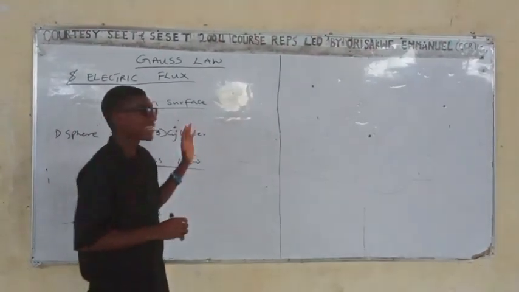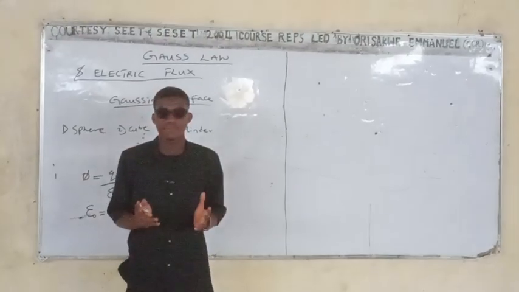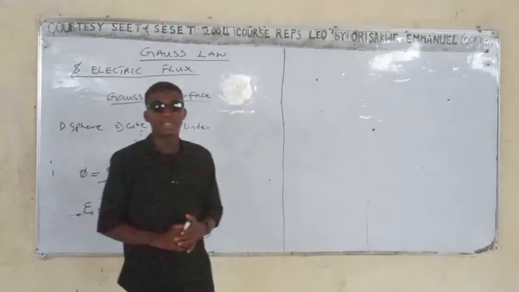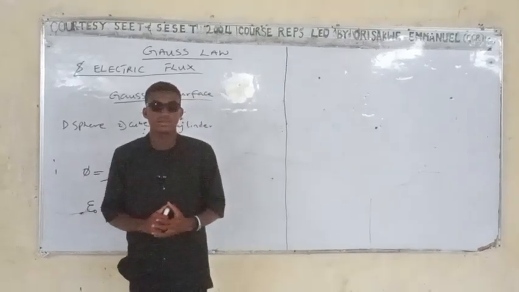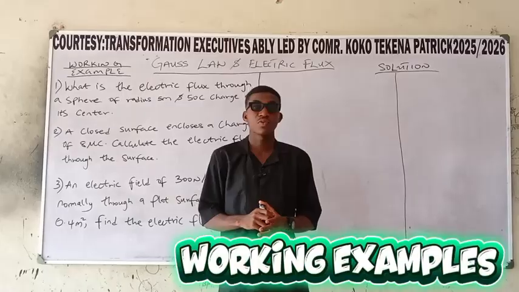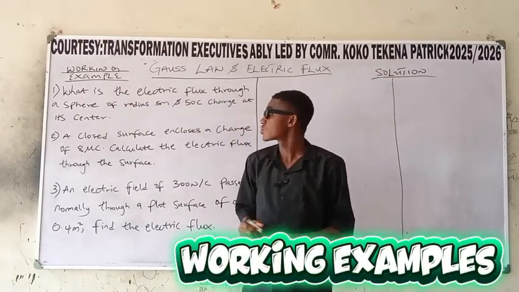Now, let's go to the last section of this video, which is what? Working examples, so you can understand how to implement Gauss law and the electric flux. Alright guys, welcome to the last section of this video, which is working examples.